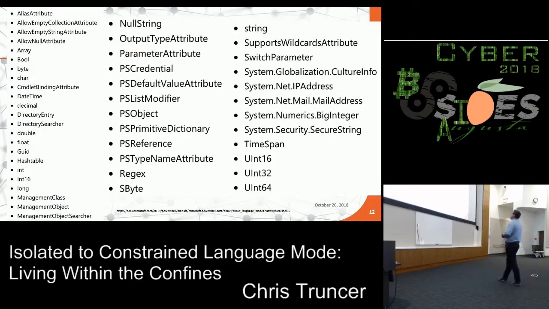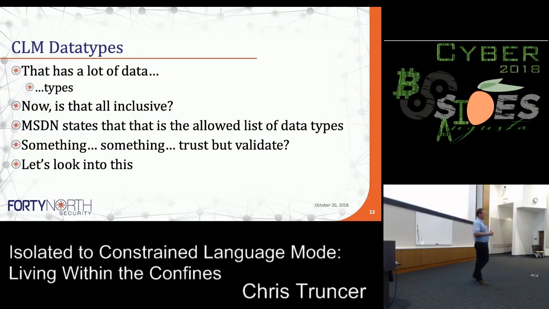This is a giant list, but this is actually all that's listed on MSDN's page for constrained language mode on what's allowed. So you have some stuff that makes sense, right? You have bool, so you can do basic true, false determinations. You have different integers that are allowed. You can create a PS credential object in case you're trying to authenticate to some sort of remote resource that requires a PS credential. So there's different types of data types that are allowed. Obviously that's a lot, but the question is, is that all inclusive? MSDN states that that is the end-all be-all list of data that's allowed.